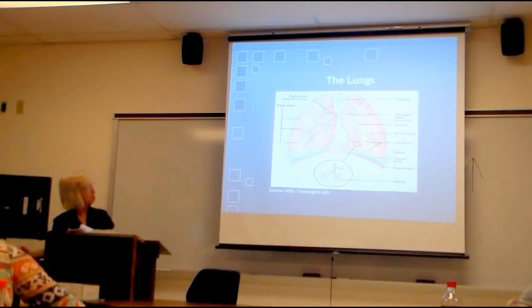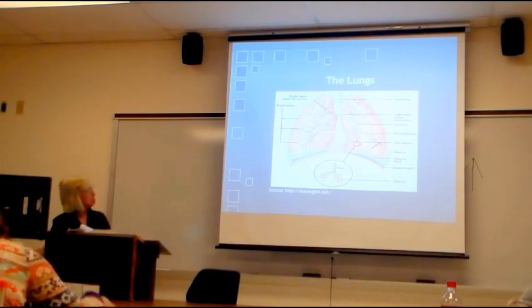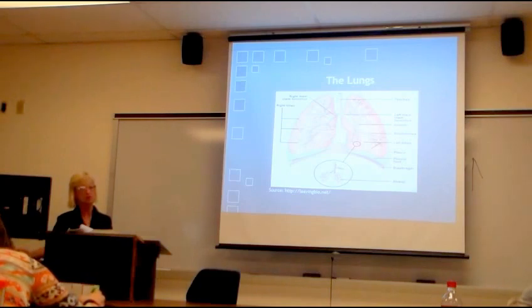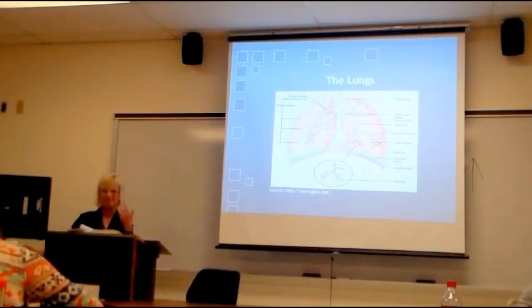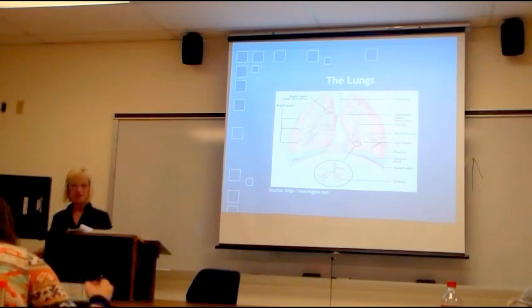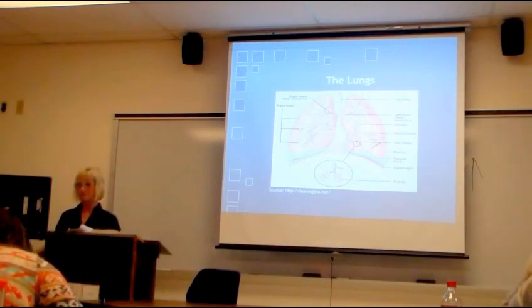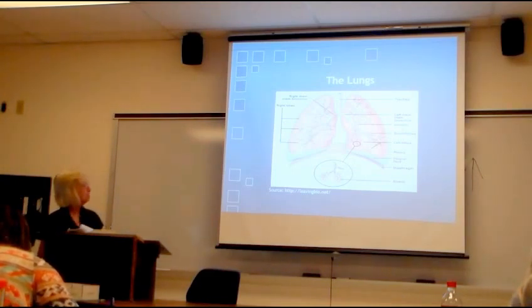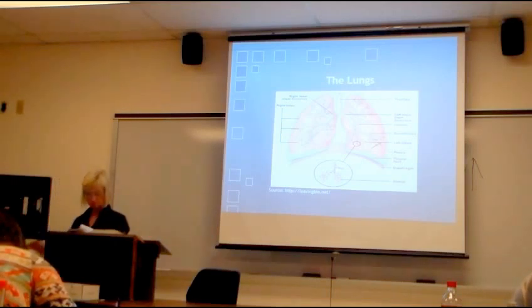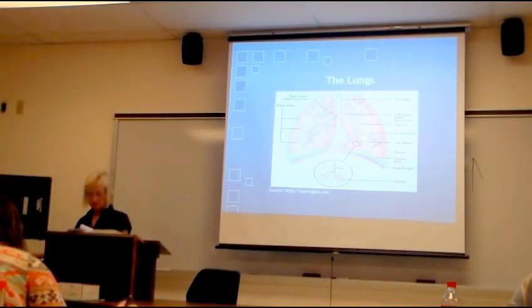So since the right lung is larger than the left, where do you think most of oxygenation takes place? Anybody? Right. Who said that? And you're Connor. Thank you, Connor. Okay, so actually 60 to 65% of respiratory function takes place in the right lung. And of course, the left lung only has the 2 lobes.